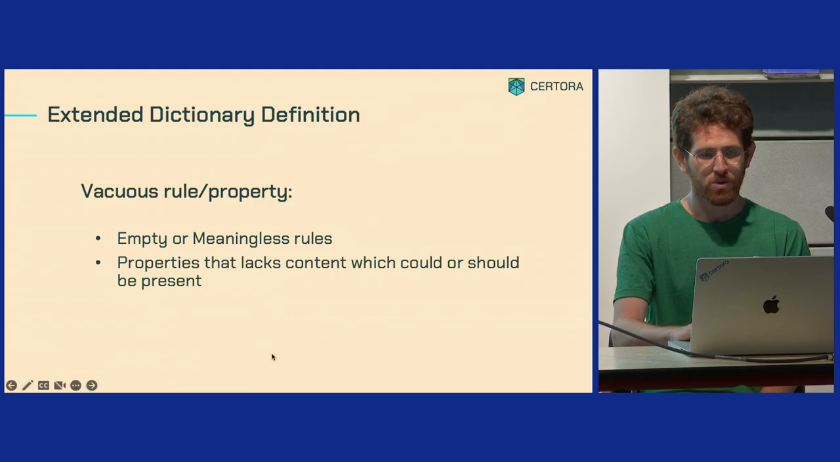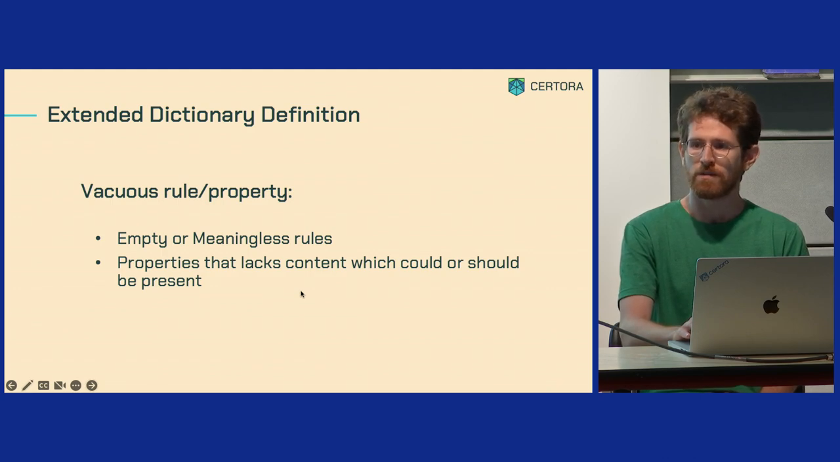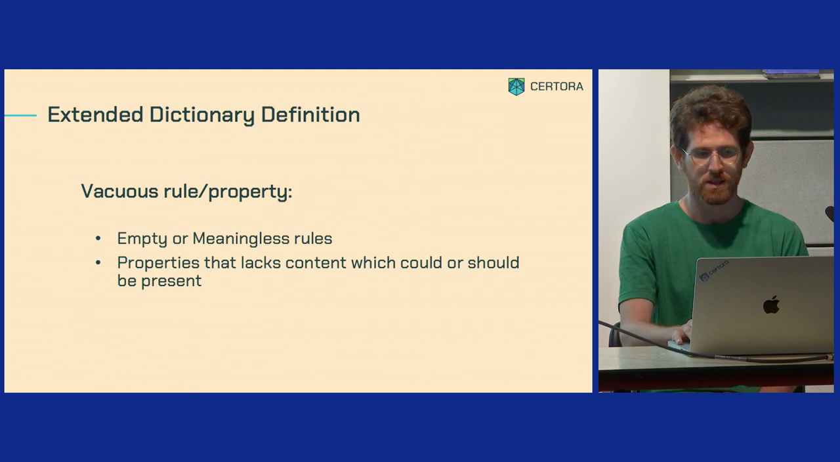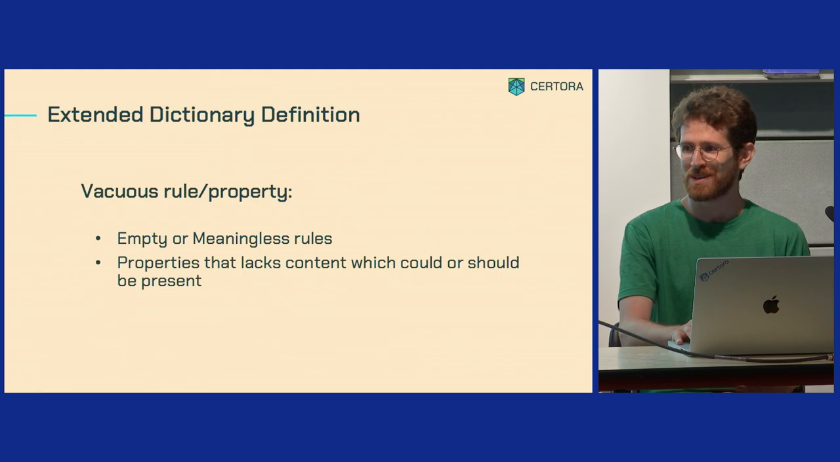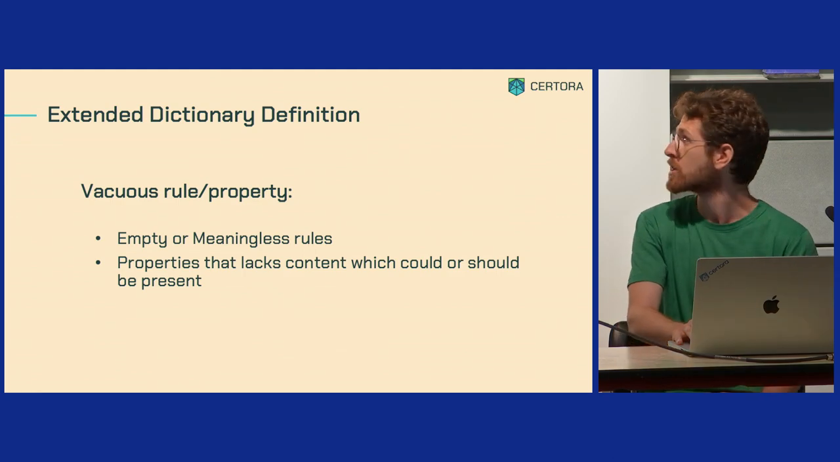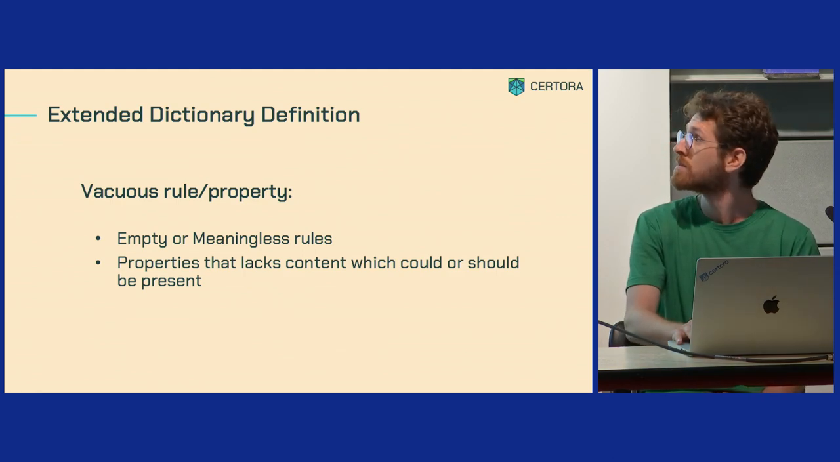Now, I want you to pay attention to the last one, which resonates a lot with the way that we are actually defining vacuous rules in Certora, and this is what we're going to see in this lesson. Properties that lack content that should be there. Something we think we're saying, but we actually aren't saying.